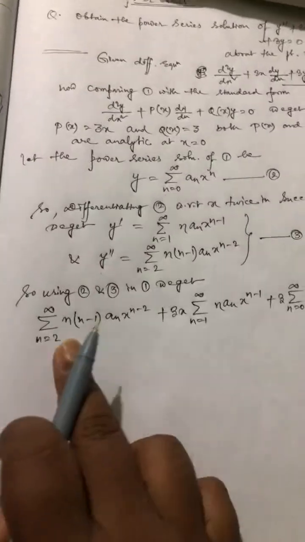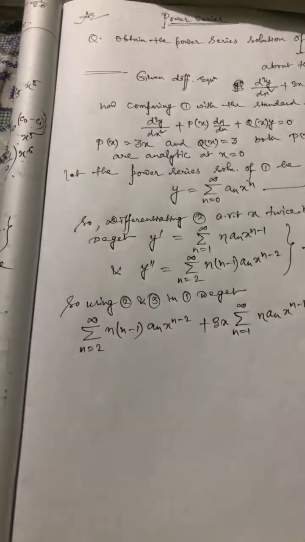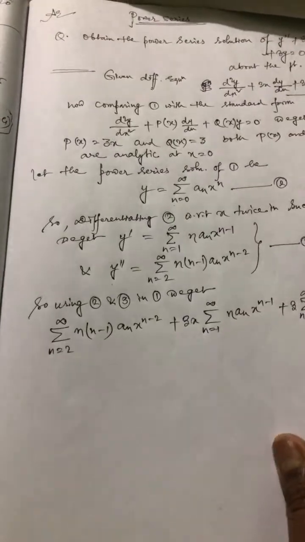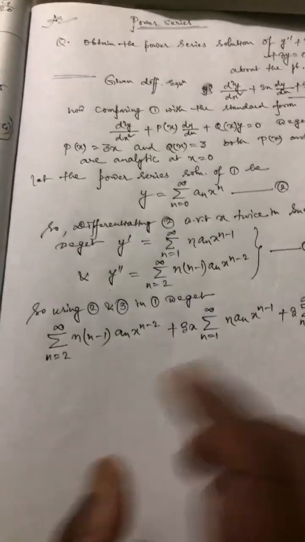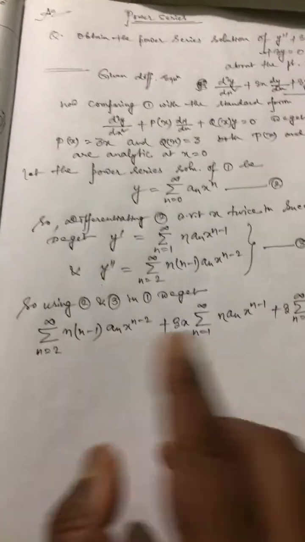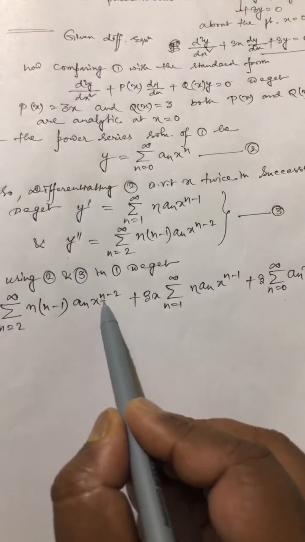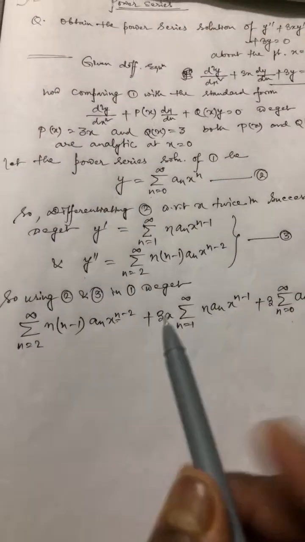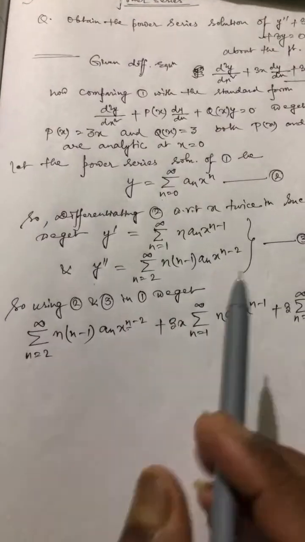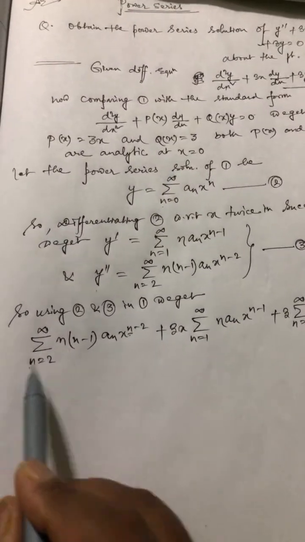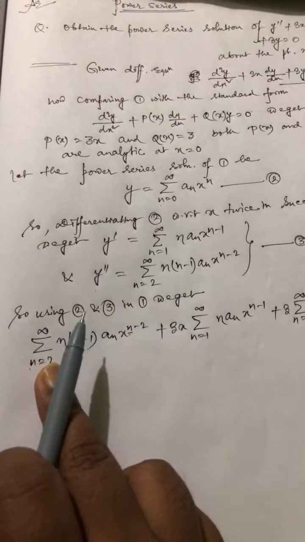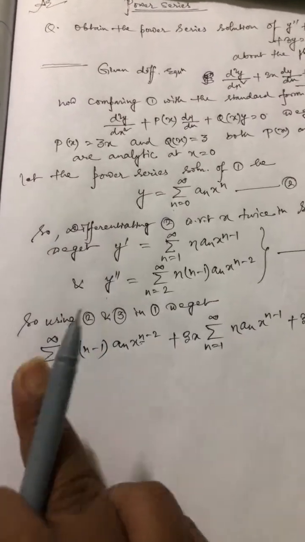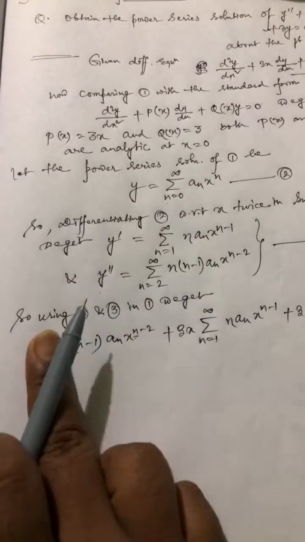Now we need to modify these summations. n equals 0, n equals 1, n equals 2. Try to convert these summations in such a way that you will get n equals 0 to infinity. So if you observe carefully, if I replace n by n plus 2, then what will happen? n plus 2 equals 2 means n will be 0. So in that case n will be 0 to infinity.